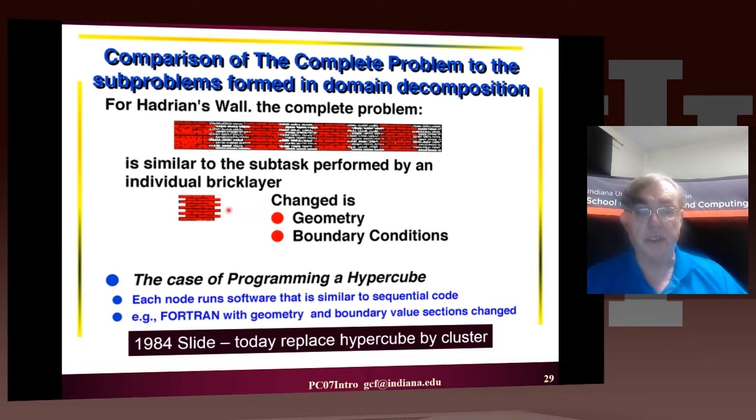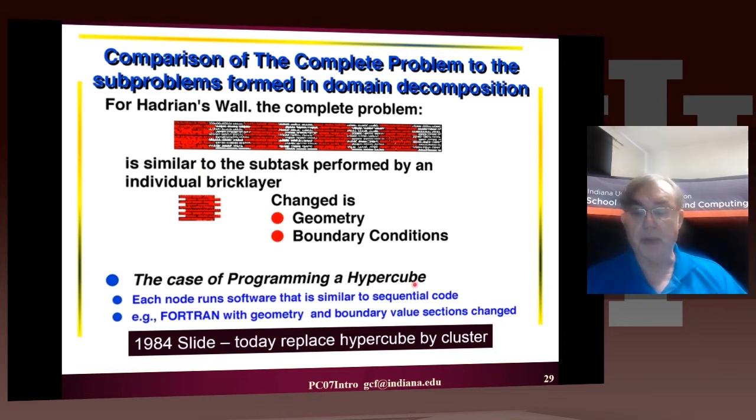The geometry has changed. This is a smaller size wall than this big wall. Also, the boundary conditions have changed. Previously, the boundary conditions were a flat edge here and a flat edge here. Now we have boundary conditions where you must talk to your neighboring mason and get these joining bricks to properly link up together.